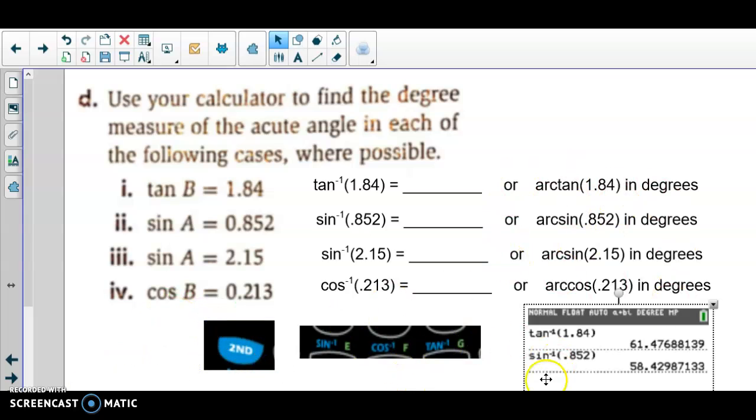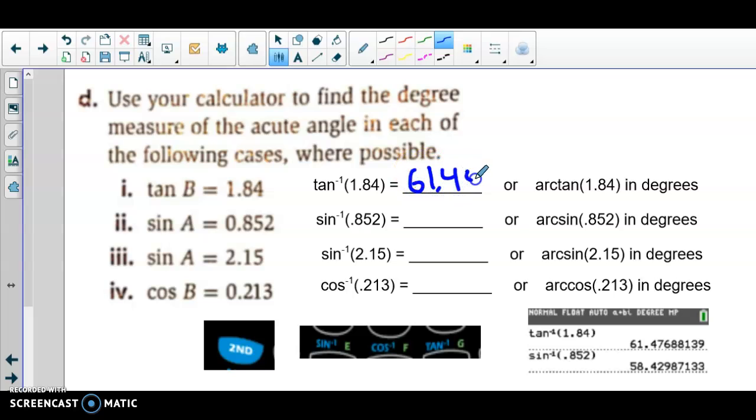All right, so I took a few moments and I evaluated the first 2, and that was no drama, right? We got right to the right answer. So we got 61.48 degrees here. Let's round that up. And then for this one we got 58.43 degrees.